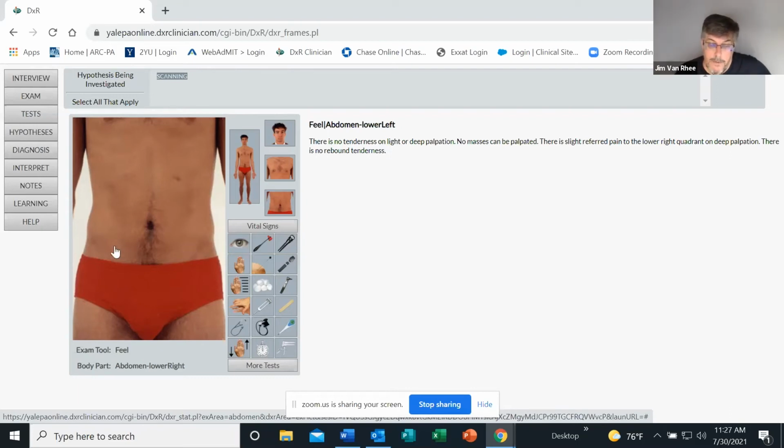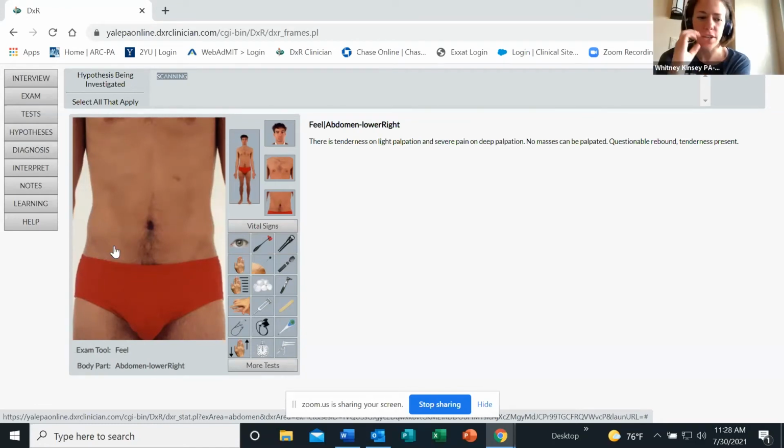And now for the one we want, there's tenderness on light palpation and severe pain on deep palpation. No masses are palpated, questionable rebound tenderness present. This is when you apologize to the patient.